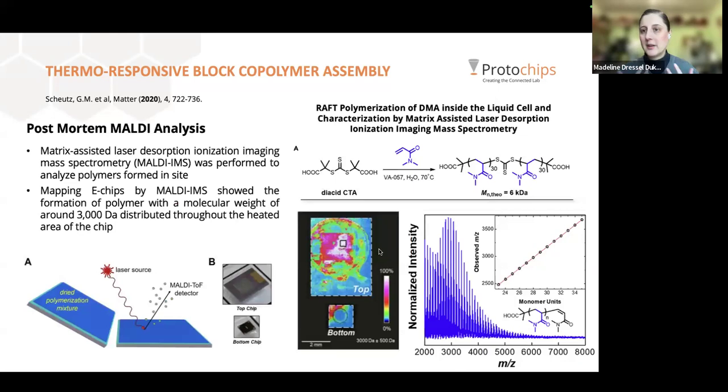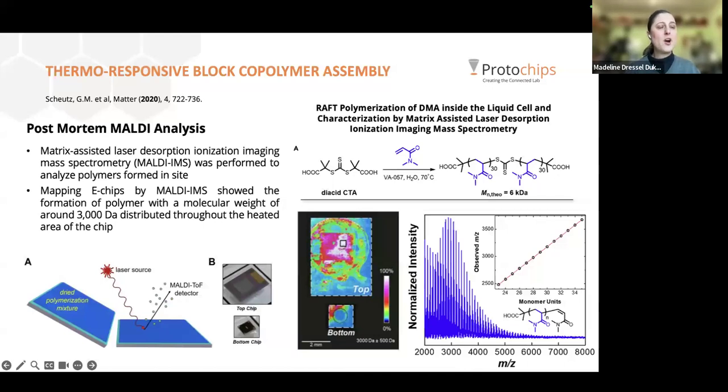But what they did, which was really interesting in this study, is they took the cell apart afterwards, and then they did MALDI mass spec on those chips. They mapped that whole chip to see the molecular weight and characterize the polymerization that occurred post in situ experiment. And so that was a really interesting example.